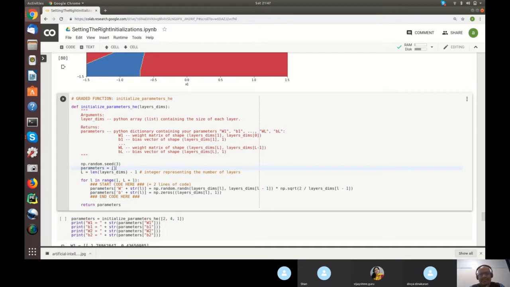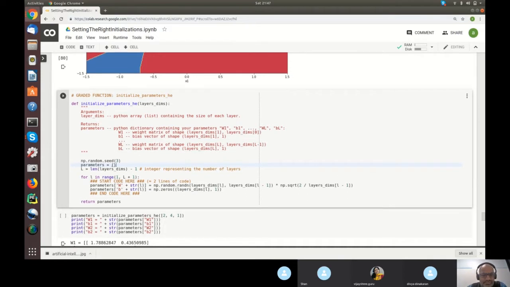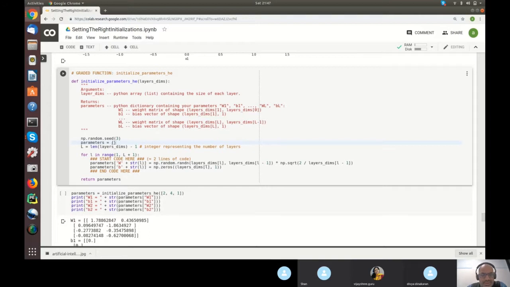So the third thing that we are going to do was, there was a paper in 2015 by Dr. He and his colleagues, and that essentially generates random data, but it scales it based on the number of layers. And that seems to work pretty well. Let's give this a try.